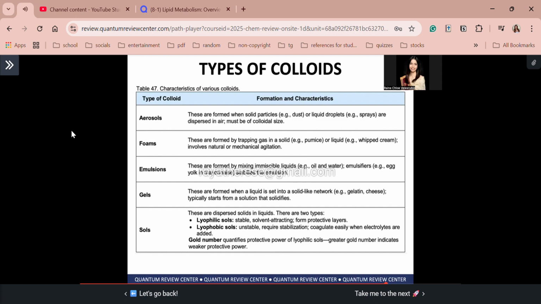So this happens when you form gelatin and cheese. Okay? No, ano nangyayari to? So gels, they typically start as a solution and then they will eventually solidify. And then lastly, the sols, they are dispersed solids in liquid. So basically guys, solid is the dispersed phase, liquid is the dispersion medium.